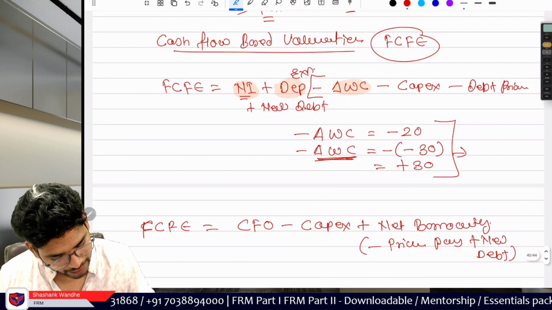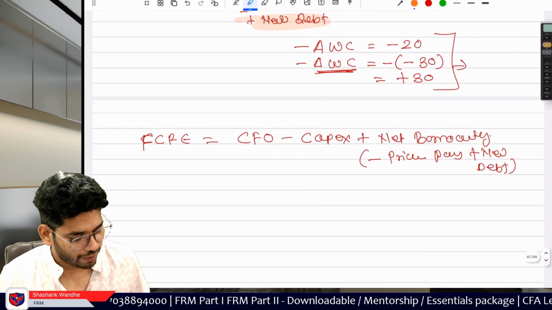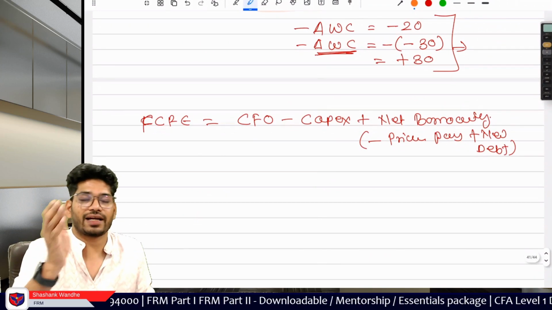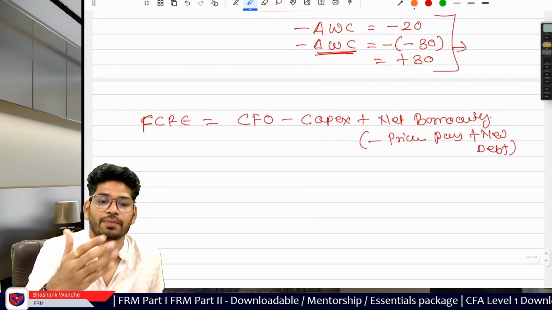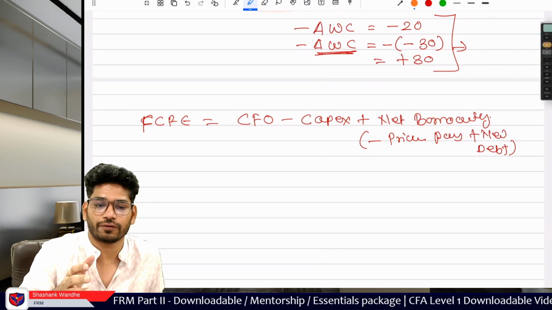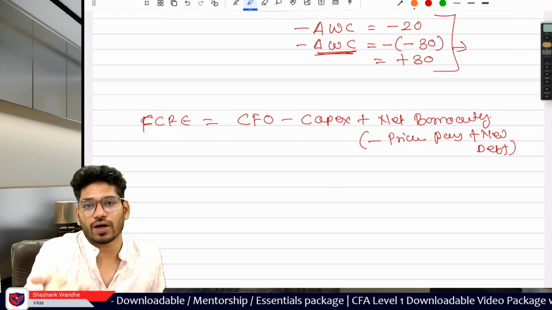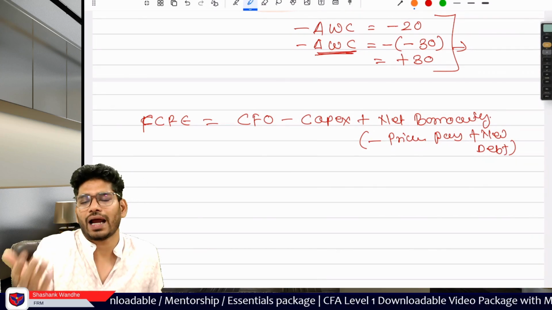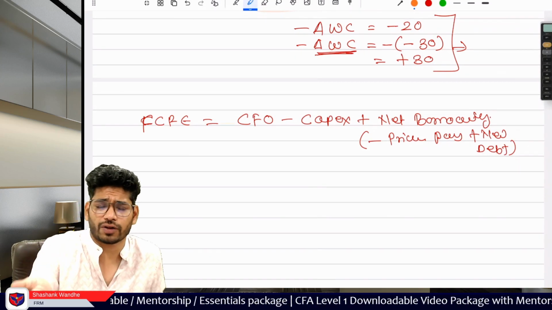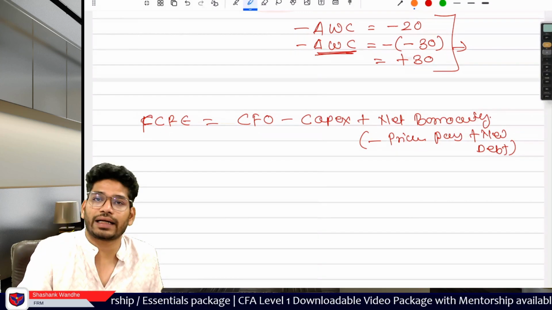which is exactly this part, this and this. So instead of writing minus principal payment plus new debt, we are simply writing net borrowing. Net borrowing means principal payment and adjustment of new debt. So if the net borrowing is positive, that is cash inflow, so you will add it to the cash flow from operations. If net payment is there, then you will reduce it.